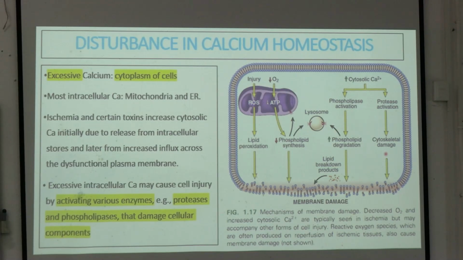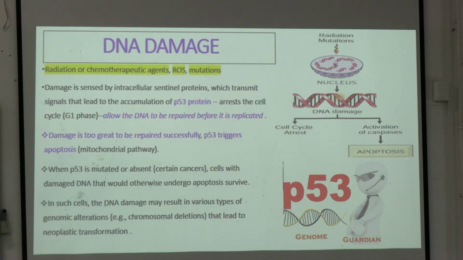What are the causes of excessive calcium in the cytoplasm? Ischemia, certain toxins, and all these things which increase cytosolic calcium from the intracellular stores, that is your mitochondria and the endoplasmic reticulum. And also later, due to cell membrane damage, there is also increased influx of calcium into the cell. ঠিক আছে? D তে কি ছিল?